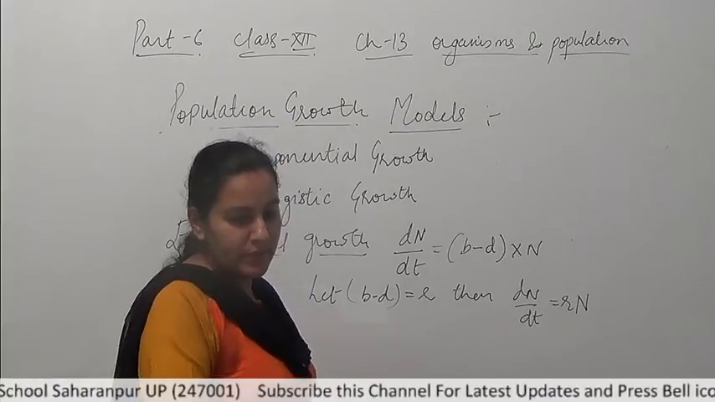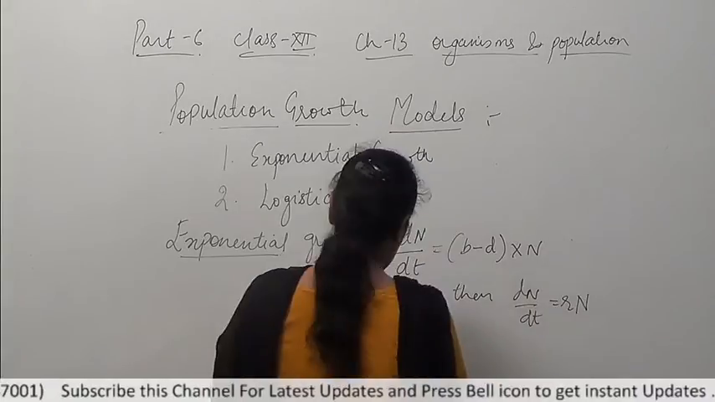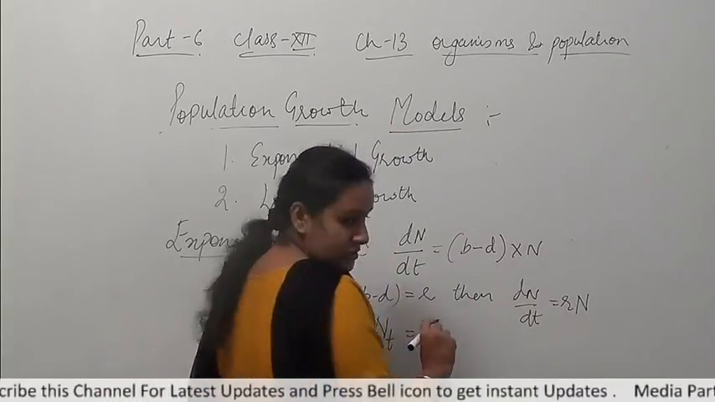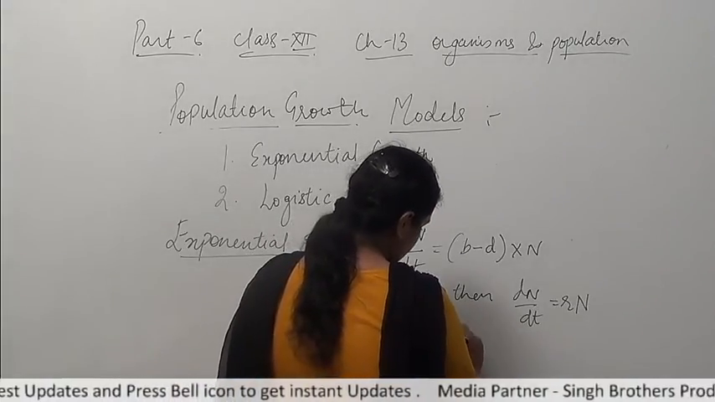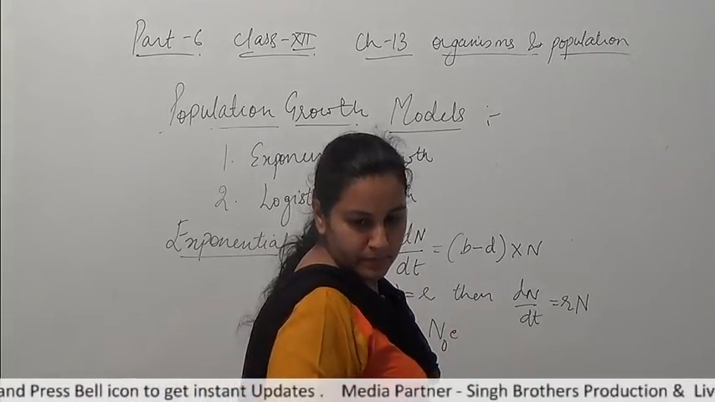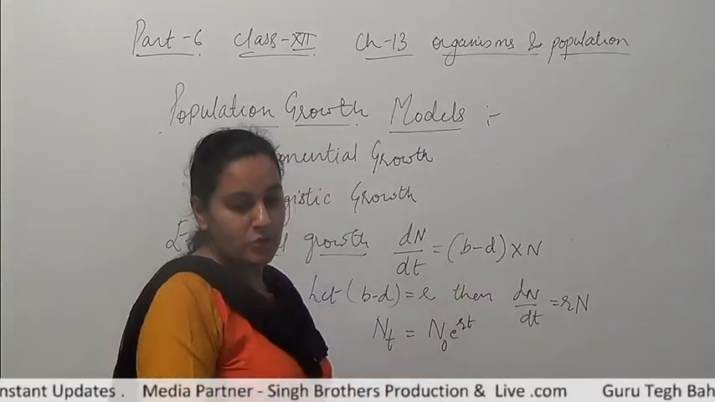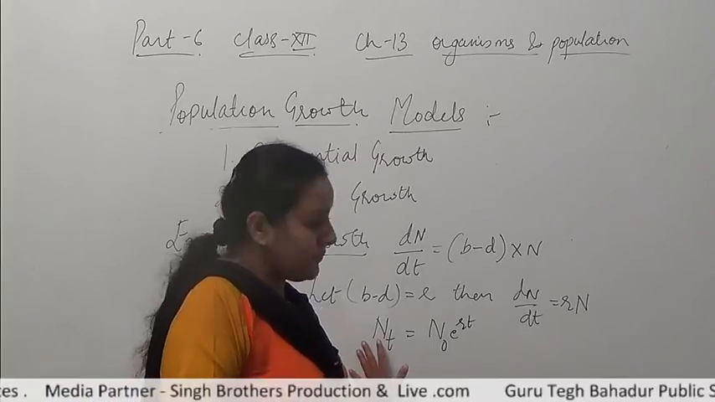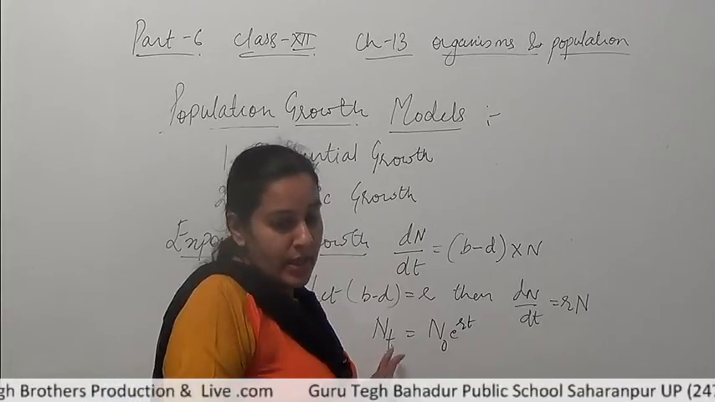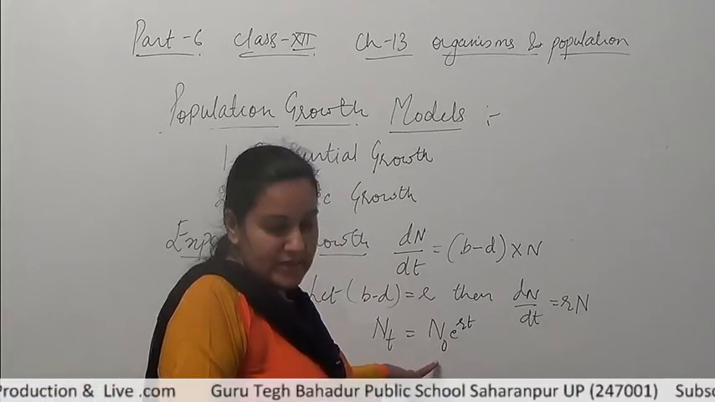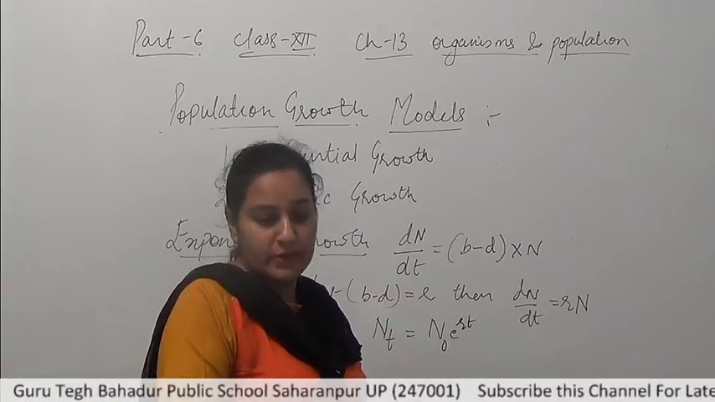Now here in this exponential growth form the equation will be Nt = N0 e^(rt), where Nt is the population density after time t, and N0 is the population density at time 0. r is the intrinsic rate of natural increase.